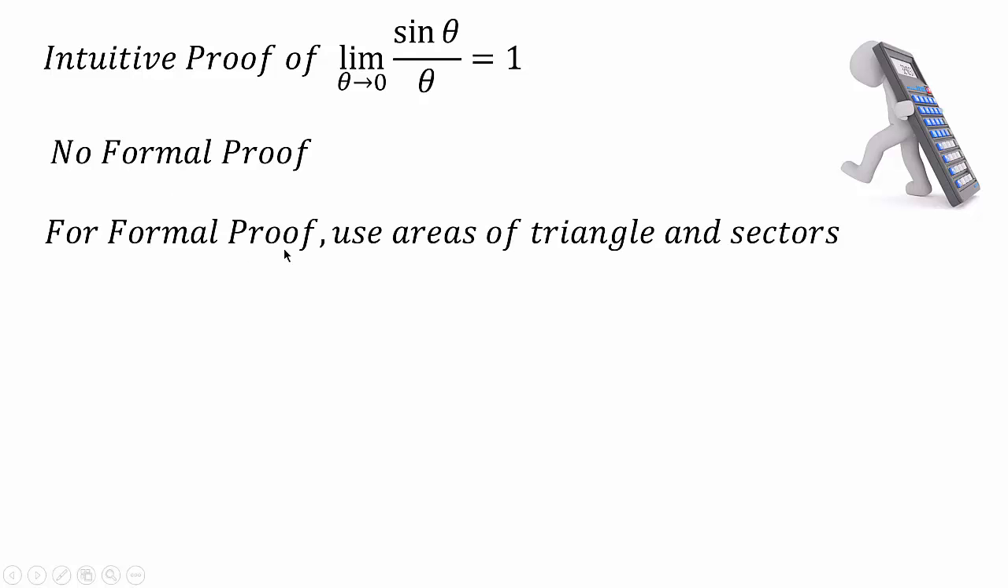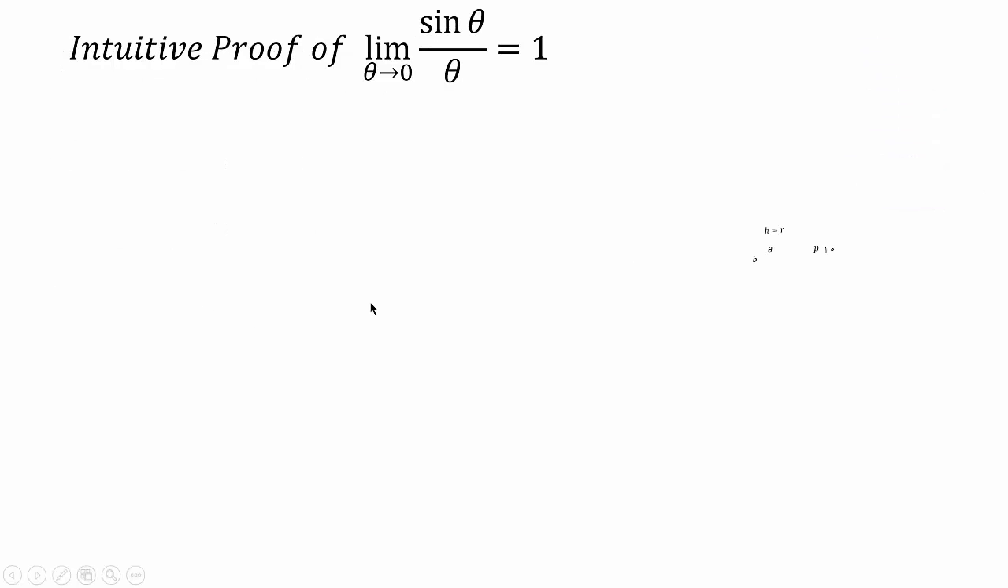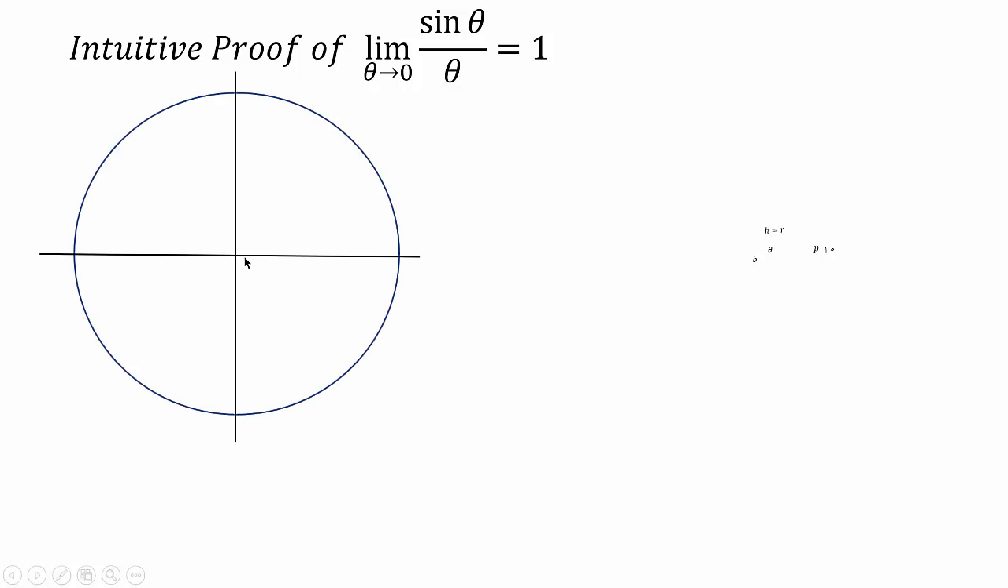For formal proof we use the areas of triangle and sectors to prove this, but here we only use the simple concept of limits for this proof. So let's get started. First, let's draw the two coordinate axes. Let's draw a circle. Then let's draw a right angle triangle like this.